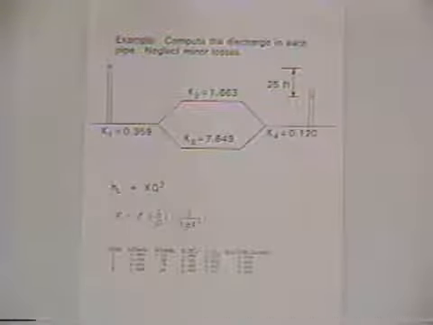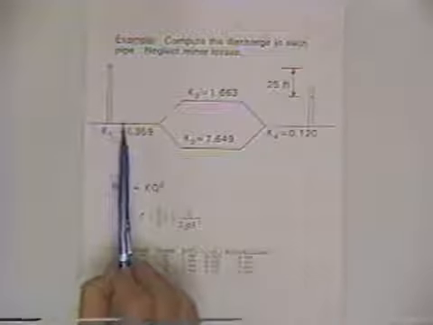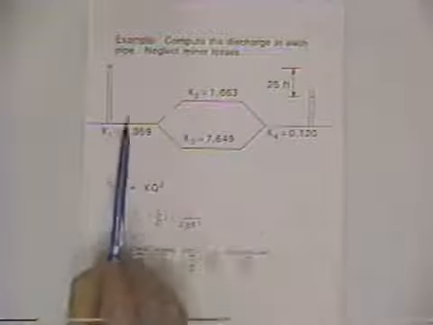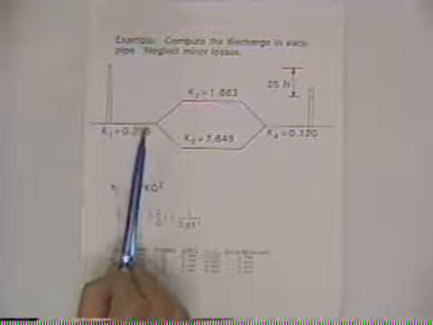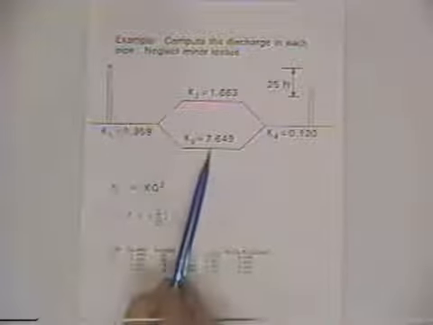And then having done that, we've got all the relationships between the discharges, and we'll just say that the total head loss from here to here is the head loss in this pipe, and we can go either route. The head loss in pipe 1 plus pipe 2 plus pipe 4 is 25 feet, and likewise the head loss in pipe 1 plus pipe 3 plus pipe 4 is 25 feet. Either way is fine. Having said we're going to do it, let's do it.